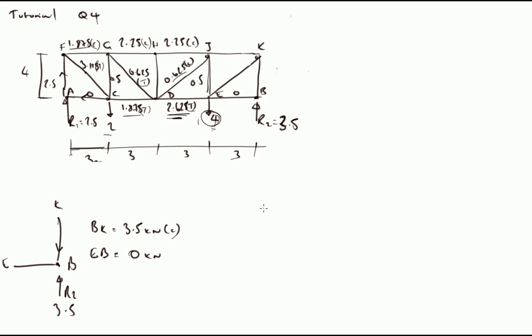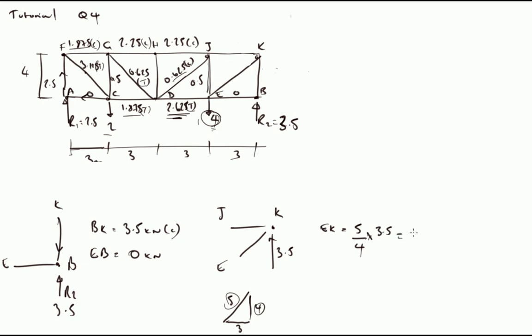I then move to, we will go up to our node K. We know this is 3.5 in compression, and so this is JK and this is KE. So let's look at KE first, or EK, whichever way around. That is in the ratio of 5:4. If you remember our triangle, this is 3, this is 4, and this is 5, so our ratio is 5:4, 5/4, times 3.5, which gives us a value of 4.375 kilonewtons.